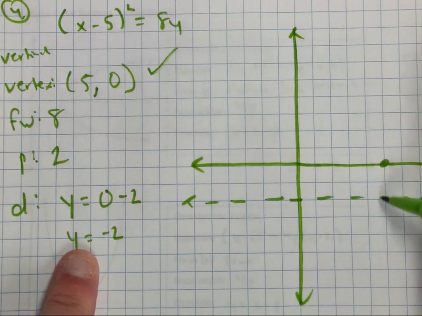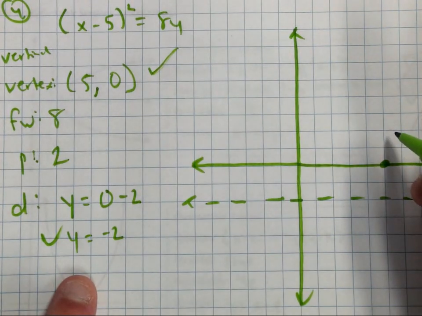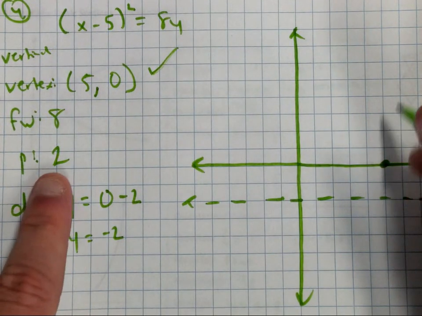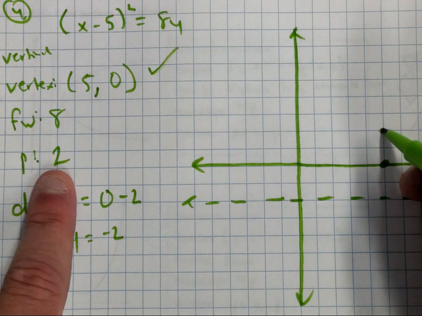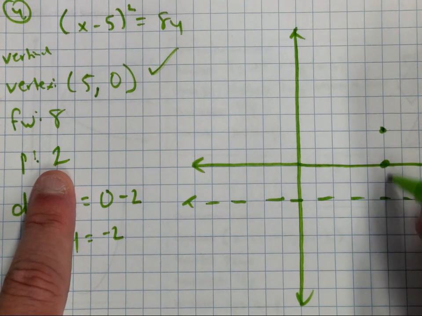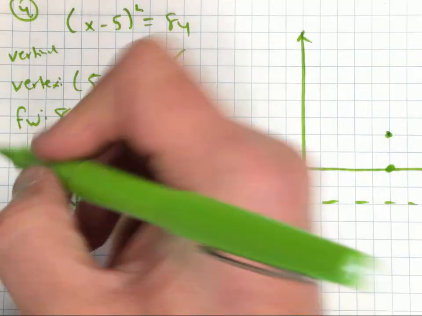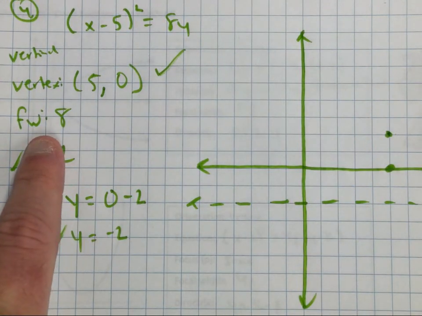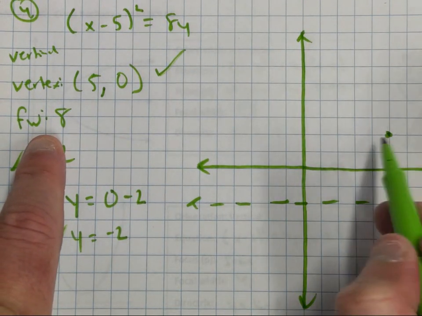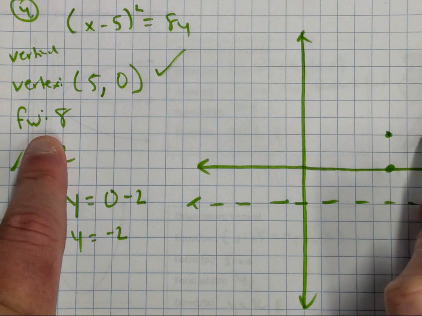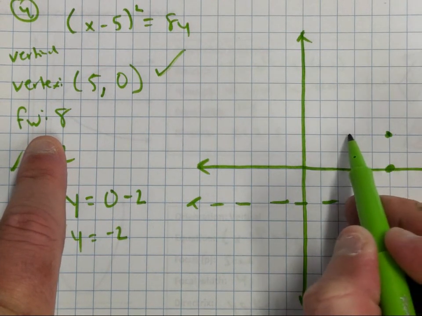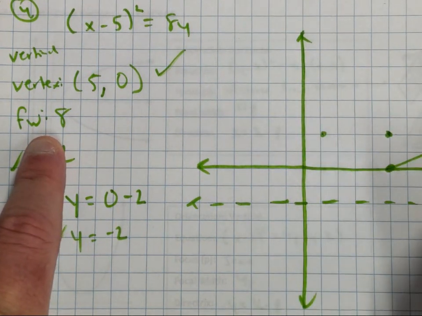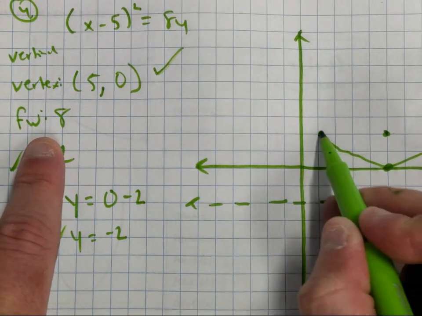Since my directrix is horizontal, I'm going to go the other way with my focus. So it's 2 away, and that's what it's supposed to look like here. 2 away, 2 away. Check. Focal width is 8. So how many do I need to go on each side of my focus? 4 units, don't I? And then you graph your parabola.